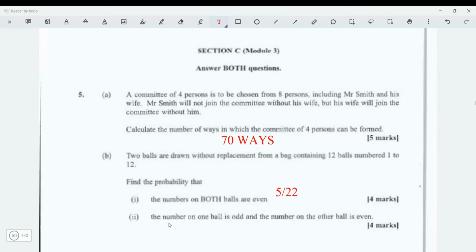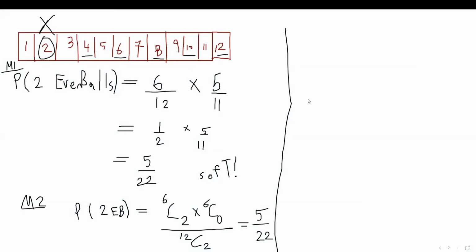It says, what's the probability that one ball is odd and the other ball is even? Now there are three ways I can do this one. To find the probability, you get one odd and one even. Let's do method one now, all right? Let's go method one.